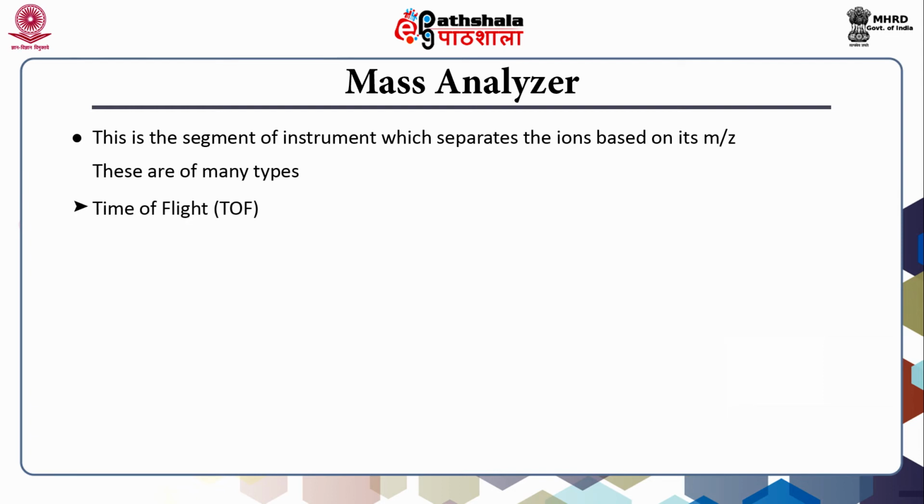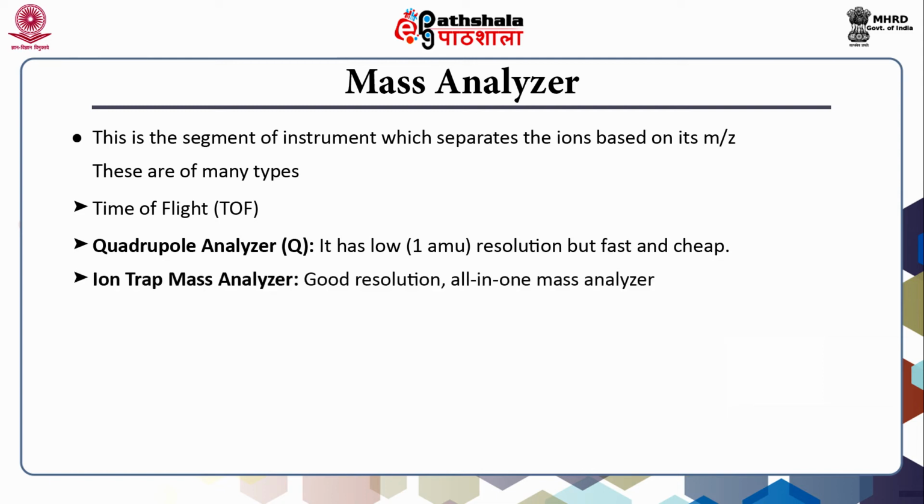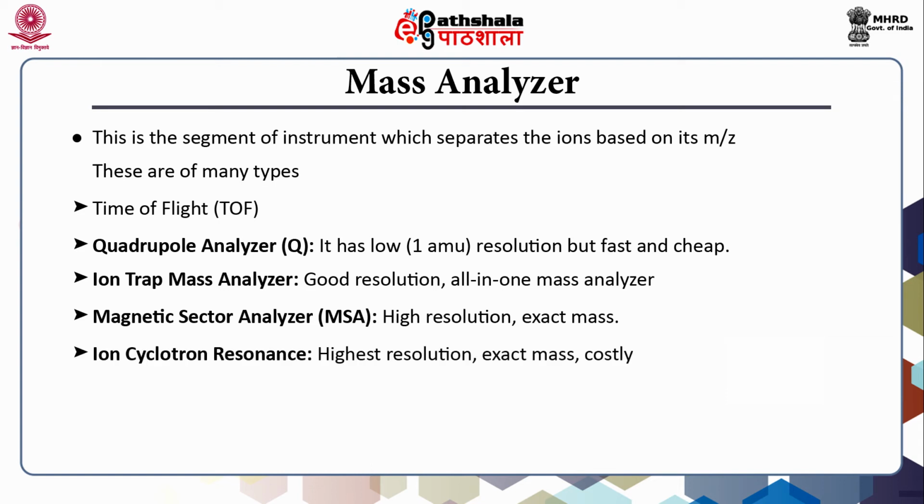Time of flight is one. Quadrupole analyzer has low resolution but it is fast and cheap. Ion trap mass analyzer has good resolution, an all-in-one mass analyzer. Another is the magnetic sector analyzer, which has high resolution and determines the exact mass. Ion cyclotron resonance has the highest resolution and produces the exact mass, but it is costly.